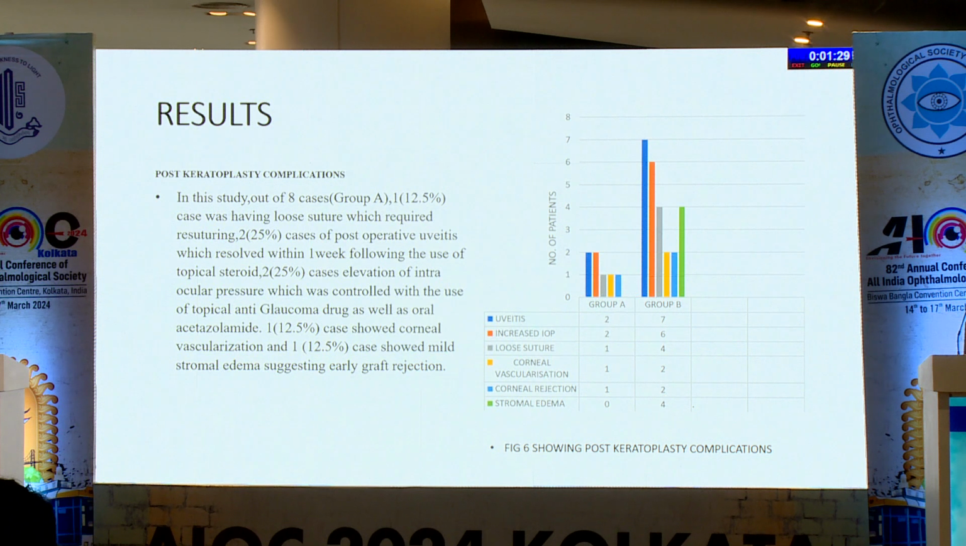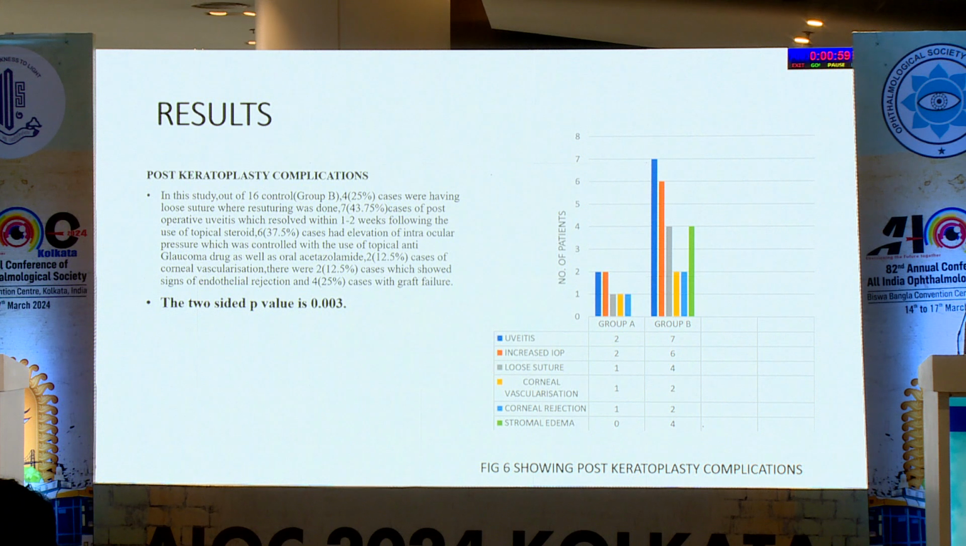Coming to the post-keratoplasty complications, in group A, 1 patient had a loose suture which required resuturing, whereas in group B, 4 patients had loose sutures. In group A, 2 patients had post-operative uveitis, which also resolved within 1 week following the use of topical steroid. 2 patients had elevation of intraocular pressure, which was well controlled with topical anti-glaucoma drugs as well as oral acetazolamide. 1 patient had corneal vascularization and 1 patient had mild corneal stromal edema. Whereas in group B, 2 cases had corneal vascularization, 2 patients had signs of endothelial rejection, and 4 patients had graft failure.